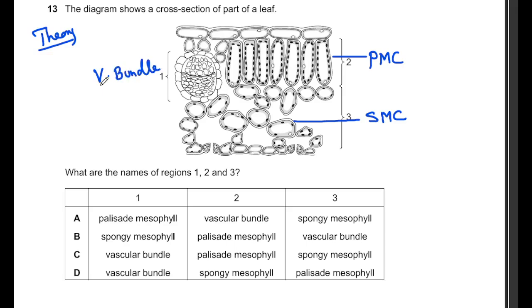Okay, it may come for label also. What does a vascular bundle consist of? It consists of xylem plus phloem. Okay, this is present in that. Now region 1, 2 and 3. Now it's very easy. 1 is your vascular bundle, so we have 2 options. 2 is PMC and the last one is this. Right, so the correct answer is C.